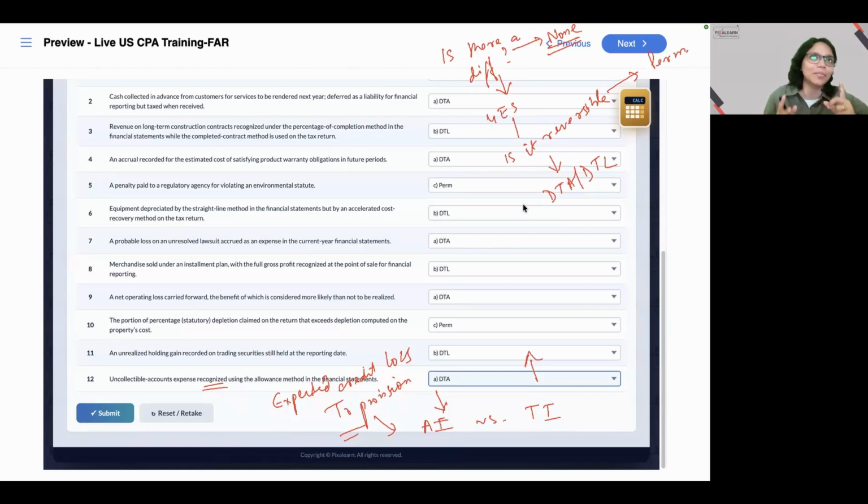So in my mind, every time I do it from taxable income. Taxable income less, DTL. Taxable income more, DTA. That's it. Taxable income less, DTL. Taxable income more, DTA. Is this clear to everybody?